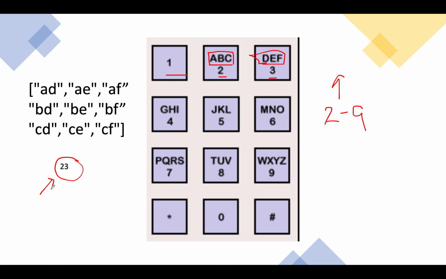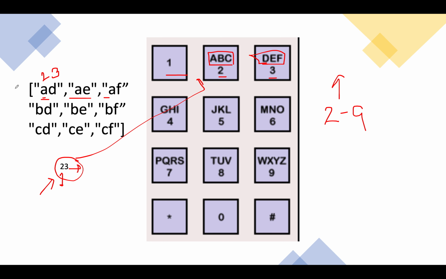We need to tell how many combinations can be generated if each number represents a character in the image. So if 2 represents A first, then B, and then C, and 3 represents D first, E, and F, how many combinations of strings can be generated? That means when you represent 2 by A, and 3 by D, E, and F, you get these three strings.